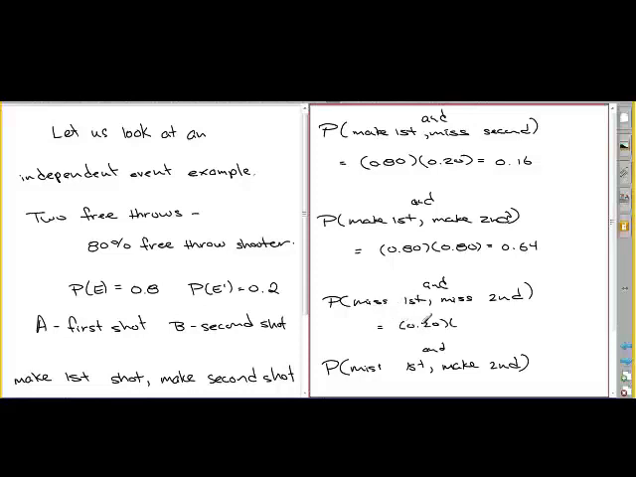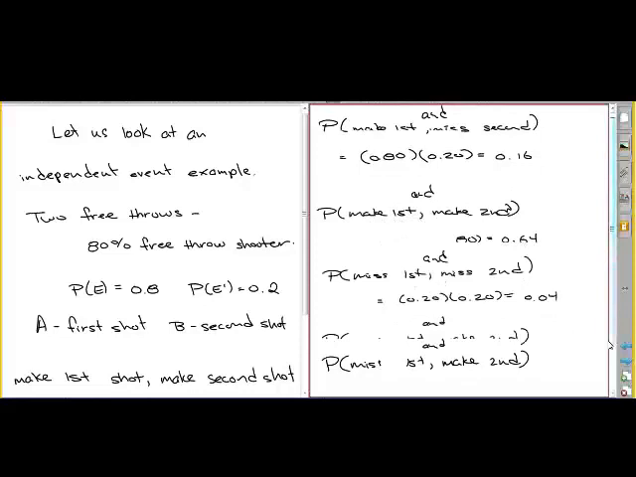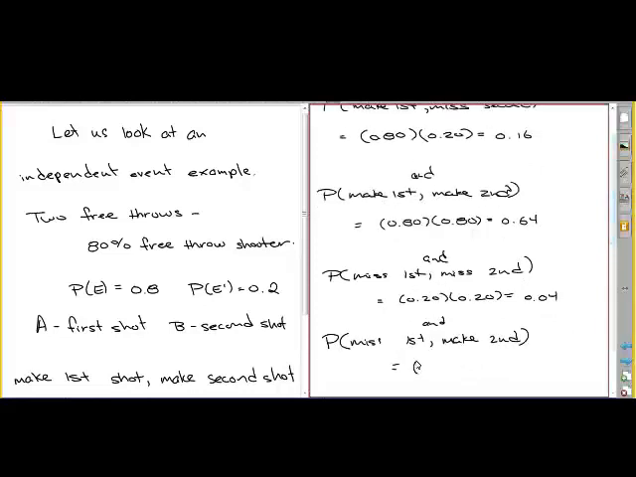The probability of missing the first is 0.2. The probability of missing the second is 0.2. So the probability of him missing both is 0.04, which is pretty small. And then you have missing the first, making the second. You multiply those together, you get 0.16. So those are the probabilities of making and missing, all the four different combinations.